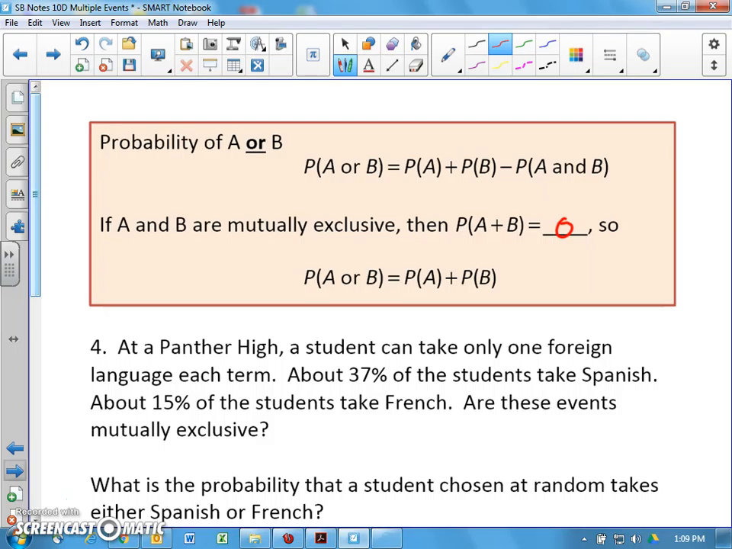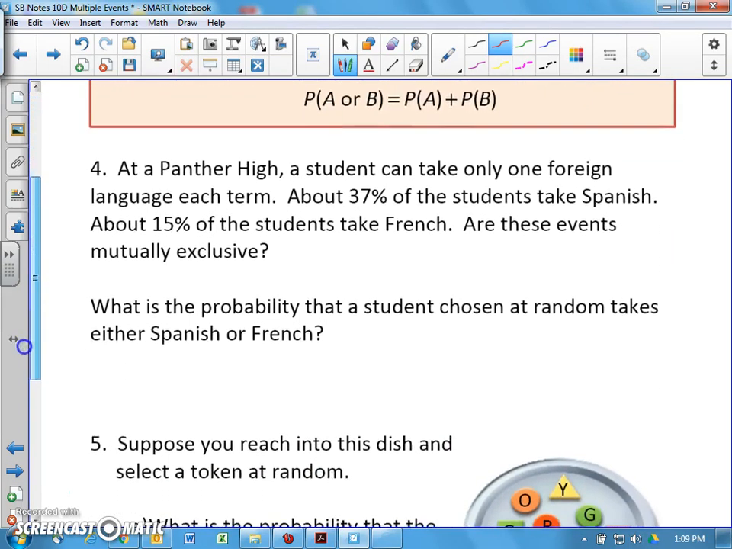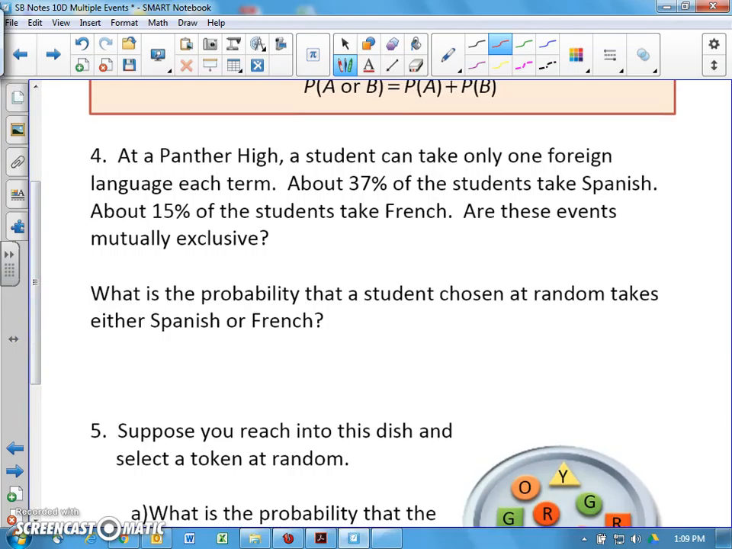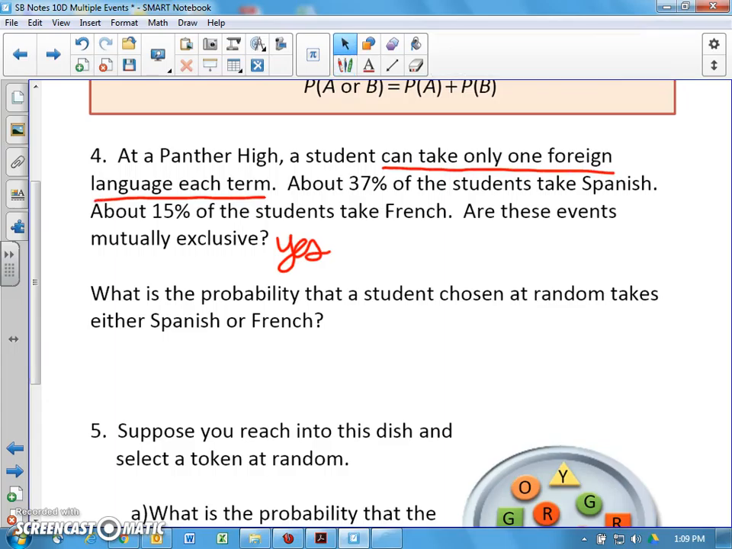So at Panther High, a student can only take one foreign language each term, which means that taking Spanish and taking French would have to be mutually exclusive. So 37% take Spanish and 15% take French. So yes, these are mutually exclusive because of this phrase right here. If they didn't tell us that, then we would have to consider that it's possible to take both and that it would not be mutually exclusive.